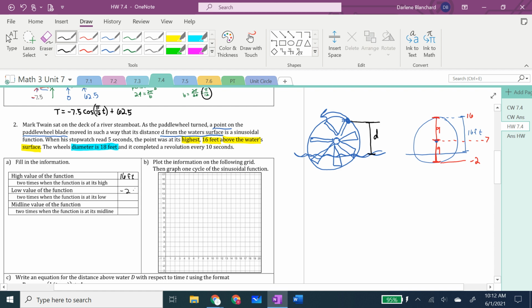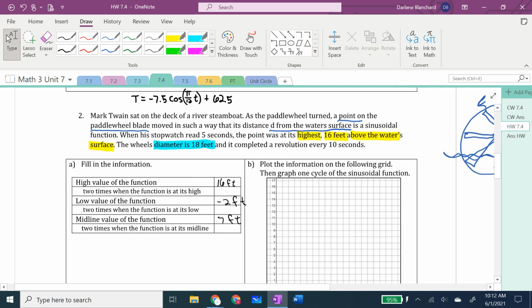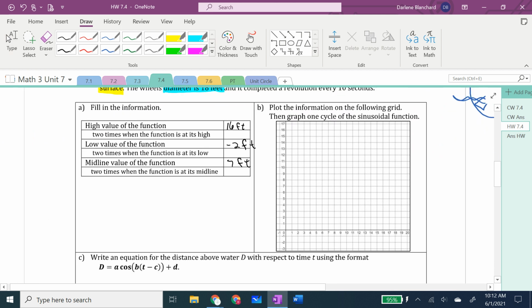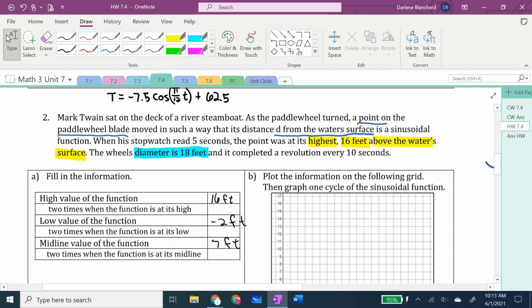Low is -2. Midline is 7. Okay. So realize that that gives you those vertical distances that you need. The horizontal pieces are going to take a little bit more. This is now looking at my input, which is time. So here we go.